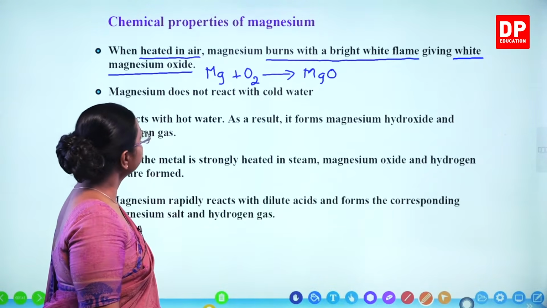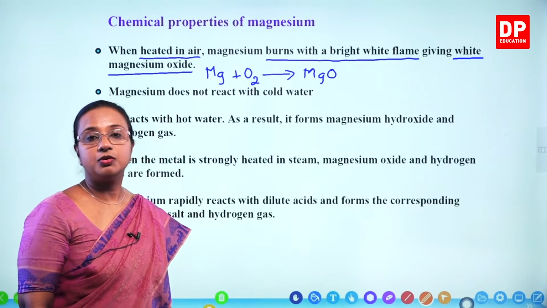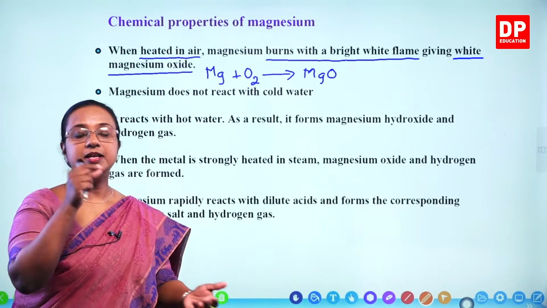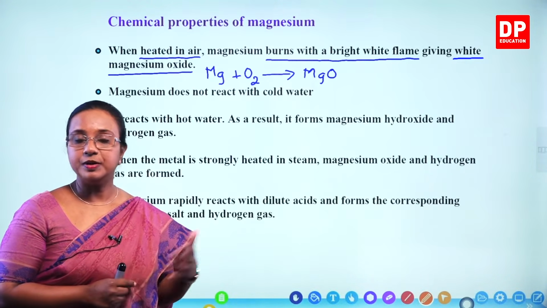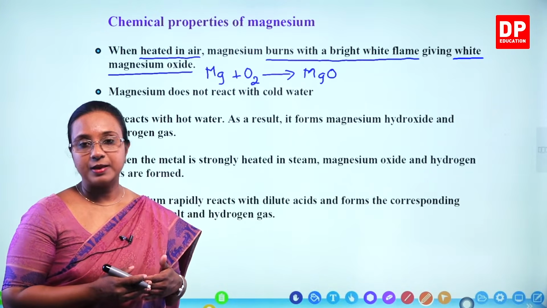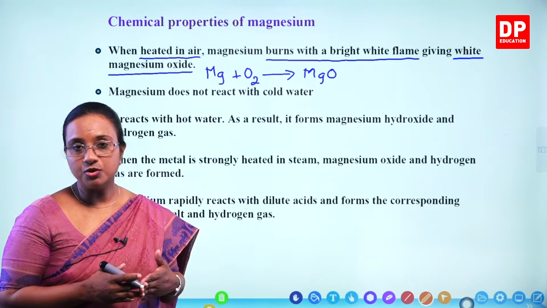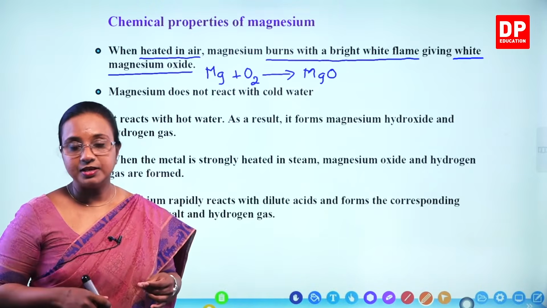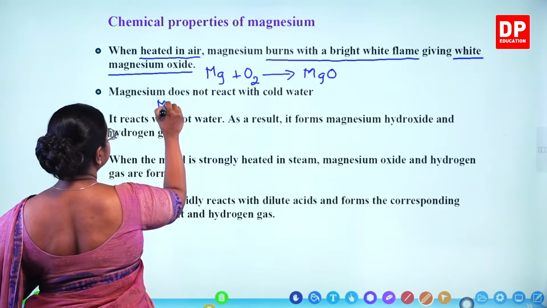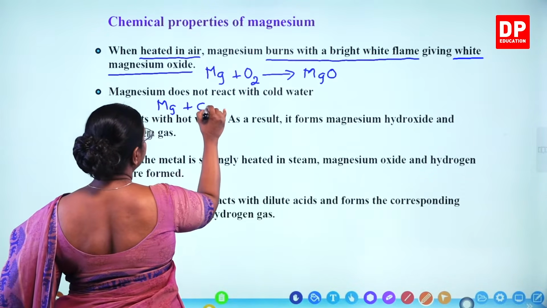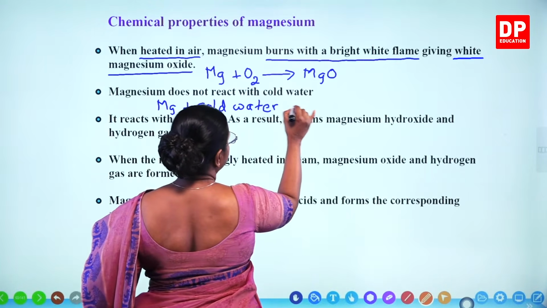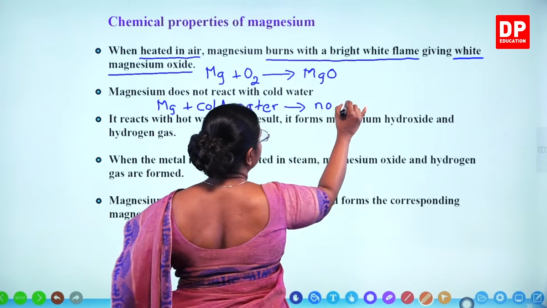Then magnesium does not react with cold water. So if you take a strip of magnesium and put it into a test tube containing normal water, cold water meaning water at room temperature, there will be no change. You can retrieve the magnesium strip back. So magnesium with cold water, there is no reaction.